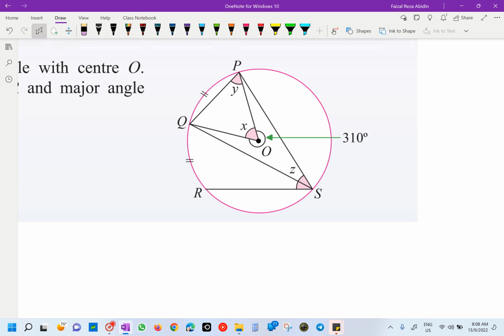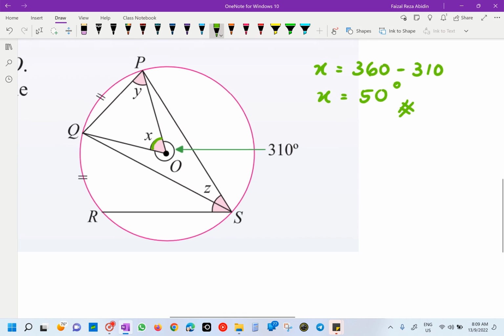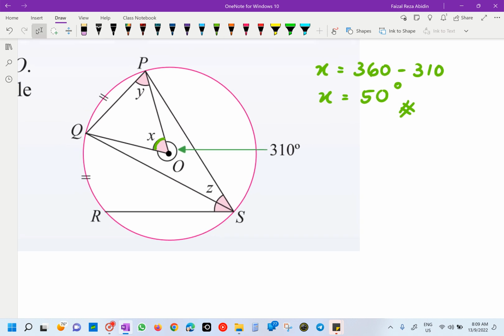X. So for x there, you know already the measure for POQ there is 310. So to find the angle x over here, we are going to get 360 minus 310. So your x value here is going to be 50 degree. Can, class?